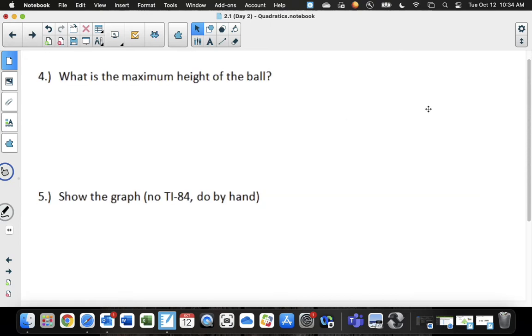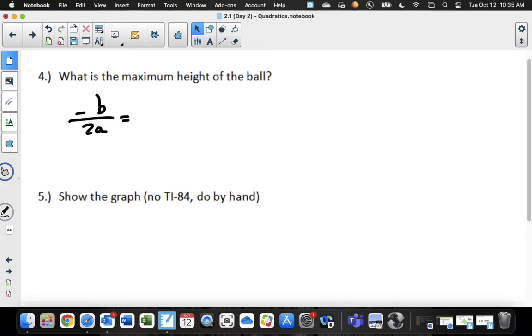So now they ask you what's the maximum height of the ball. What are they asking you to find? Yep, now we're looking for the vertex. How do I find the vertex? Opposite of b over 2a, because this equation is in standard form. Can you still use the simplified version? Oh, you could, yeah. You could. I'm going to go back to the original, but you could do it, yeah.